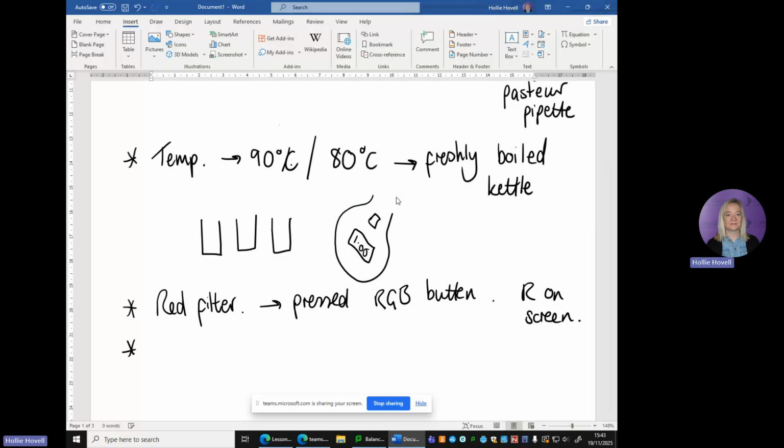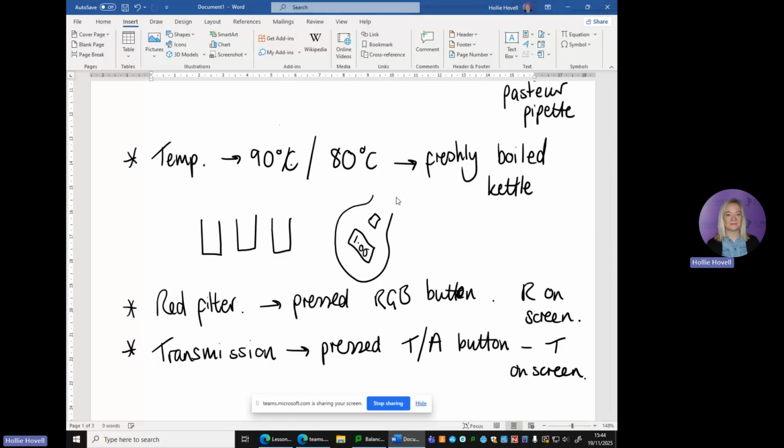So that controlled that. We were looking to record the transmission. So we needed to make sure we were always recording transmission and not recording absorbance. And to control that, we pressed the transmission absorbance button until it displayed the T on the screen, and that controlled that.